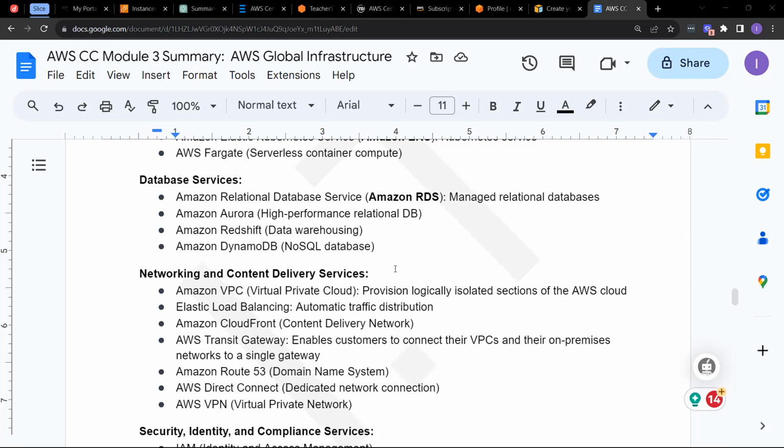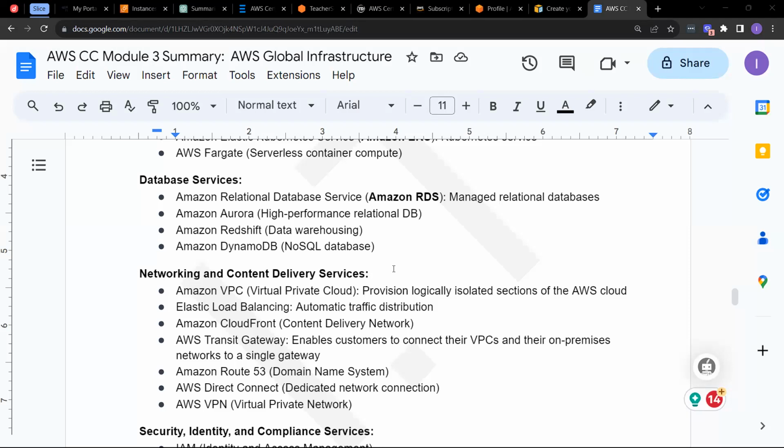And then we have the network and content delivery services. So the VPC, your virtual private cloud, is just your own compartment of the cloud. And there is load balancing, which looks at how it balances the workloads across instances. So let's say you have 3 instances running, and the load balancing makes sure that the workload is distributed equally to them.